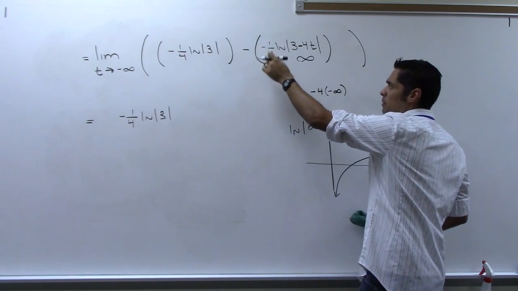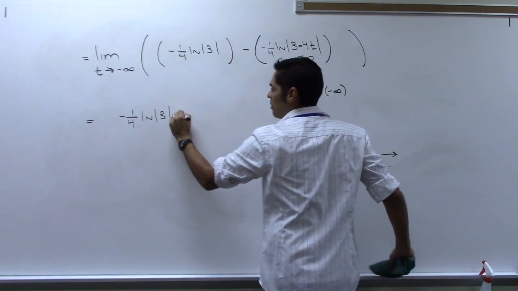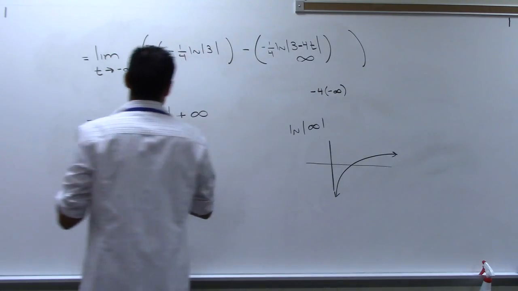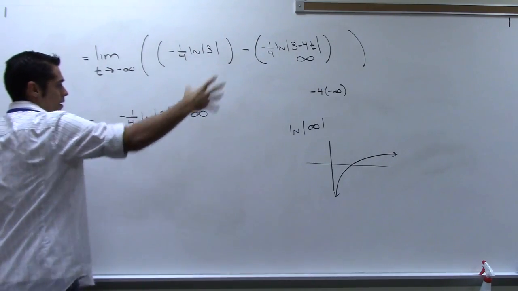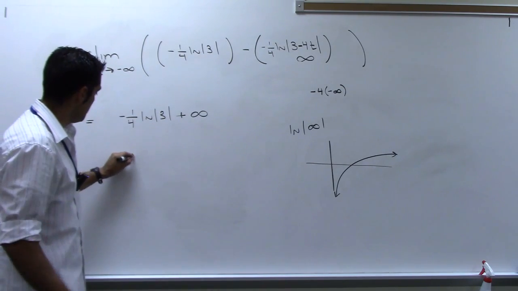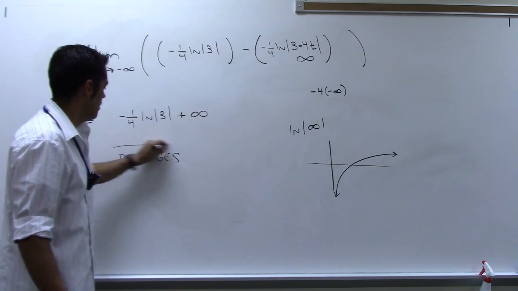I'm multiplying it by negative 1/4 and then subtracting it. The idea is that this whole thing becomes infinite. So I've got something like this, an infinite number. So the area under the curve is this constant plus an infinitely large number, which means that it doesn't go to a specific number. So we say that this diverges. And we're done.